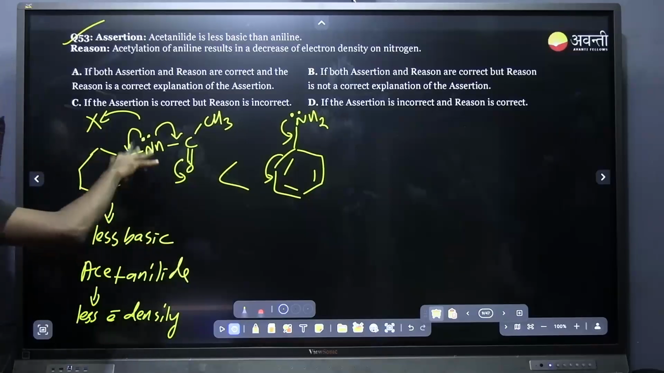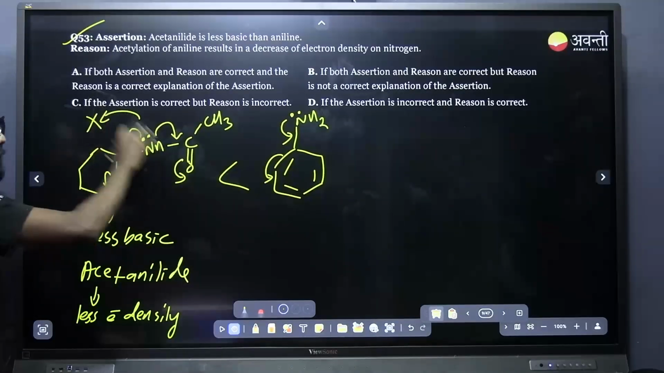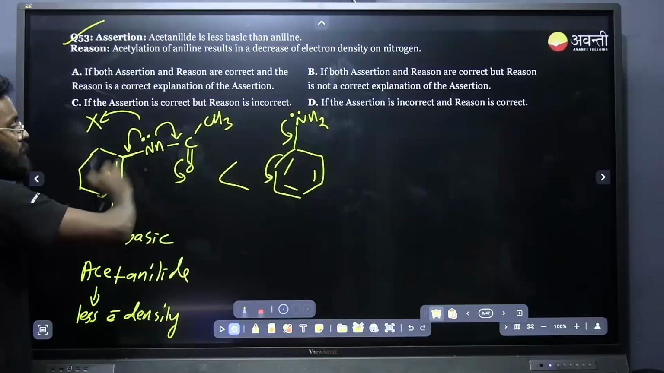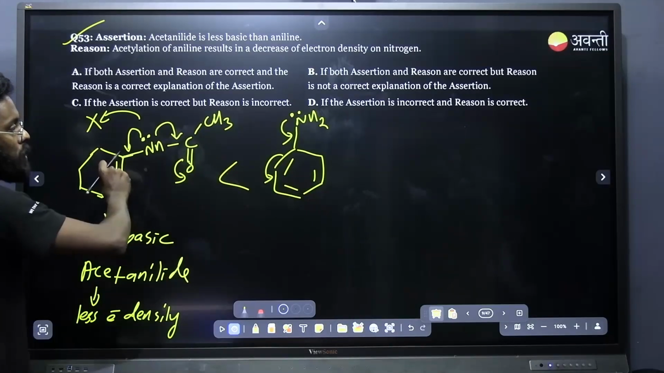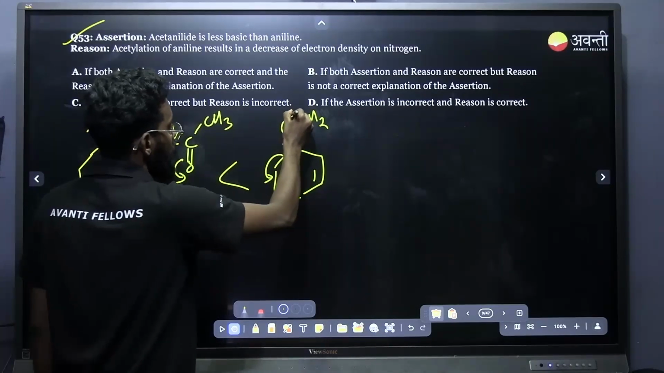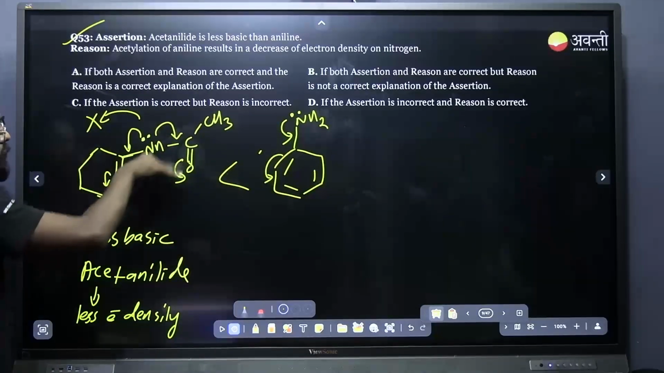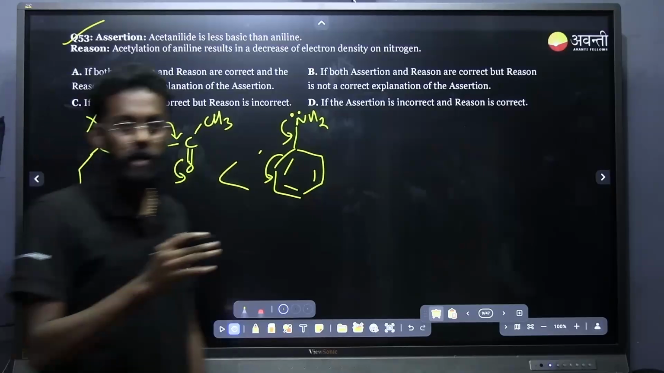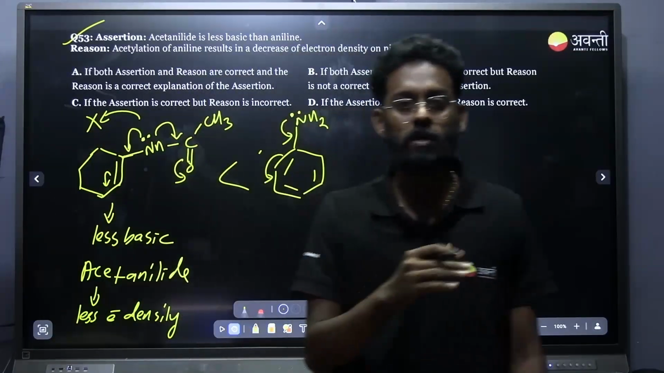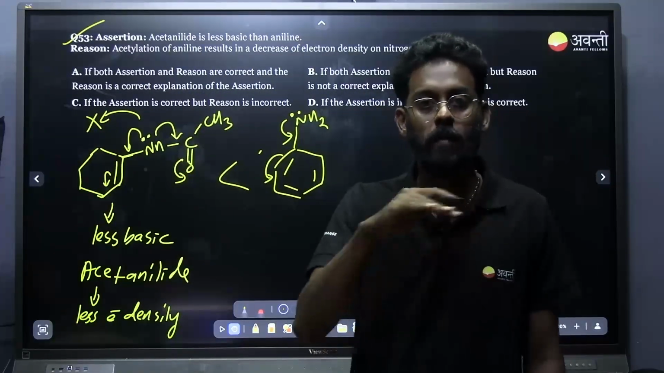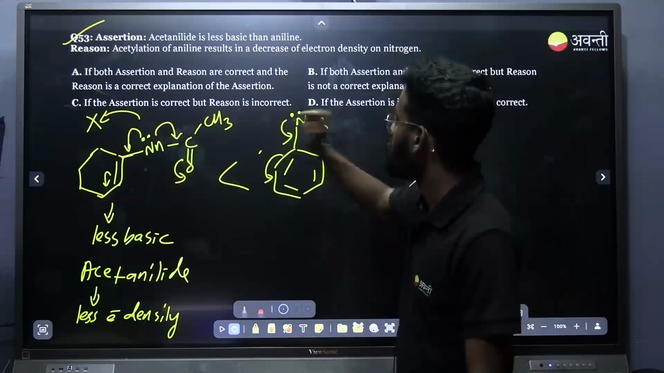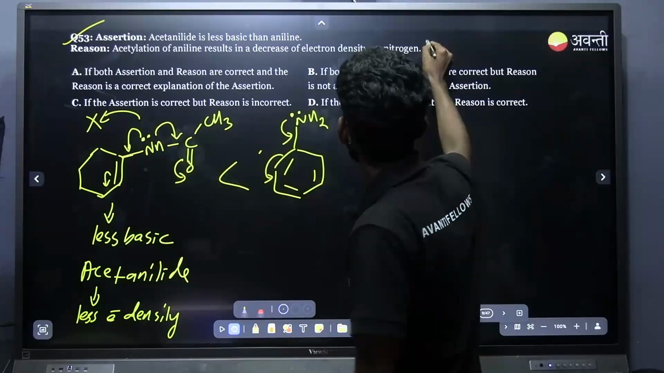There is no decrease in the electron density, because in the case of resonance, what is happening? Electron density will be the same everywhere. The electron density of nitrogen here will be the same as the electron density of nitrogen here, because it is involved in the resonance. We know that due to resonance, the bond length, bond strength, everything will be the same, right? Because of the same electron density. So I think that is a wrong one. Okay, this is the wrong one.